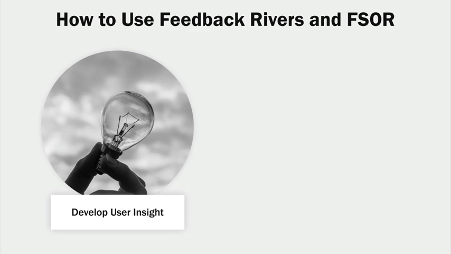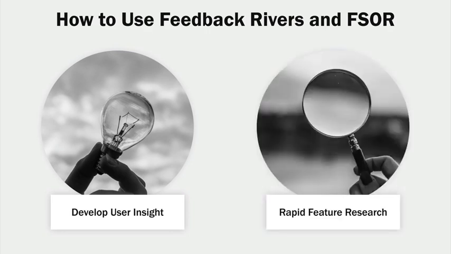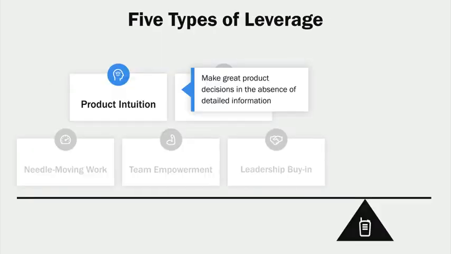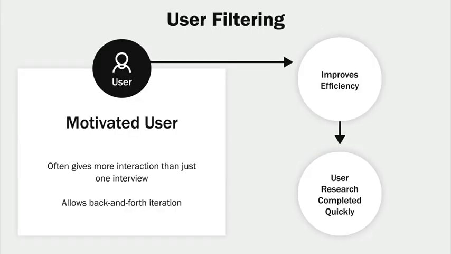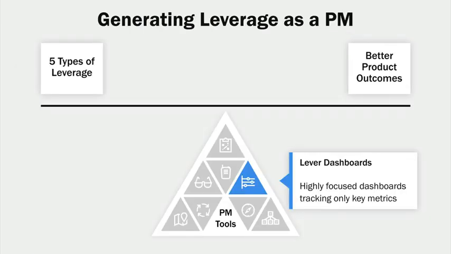In closing, there are 2 ways you use your feedback river and system of record: to develop user insight and to conduct rapid feature research. Developing user insight creates leverage for you by building your product intuition, enabling you to make great product decisions in the absence of concrete information. Rapid feature research creates leverage for you by improving the efficiency of your user research process. In the next module, we'll cover levered dashboards, another major source of leverage for great PMs.